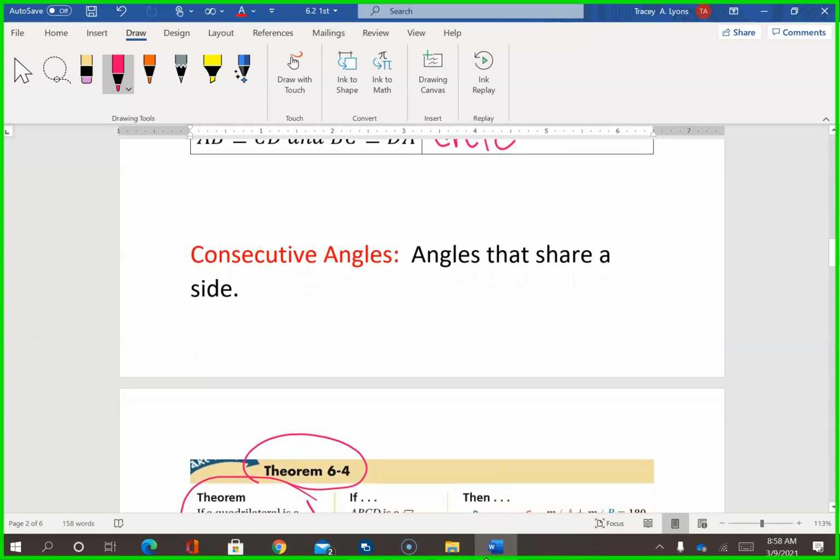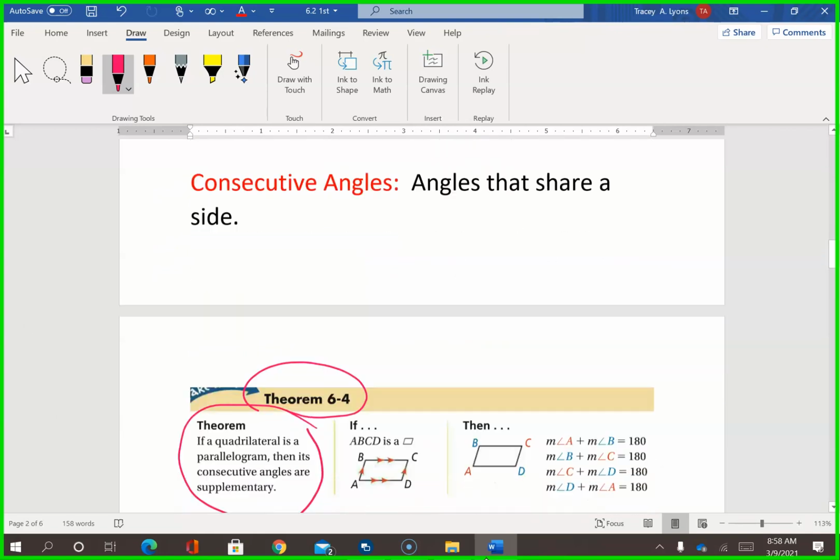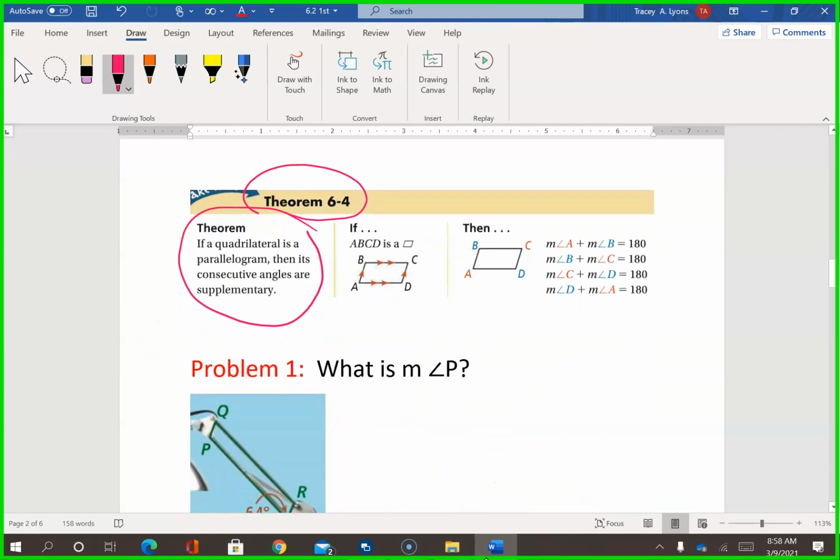So consecutive angles are angles that share a side. And if you didn't do the vocab yet, you'll do that here in a little while.